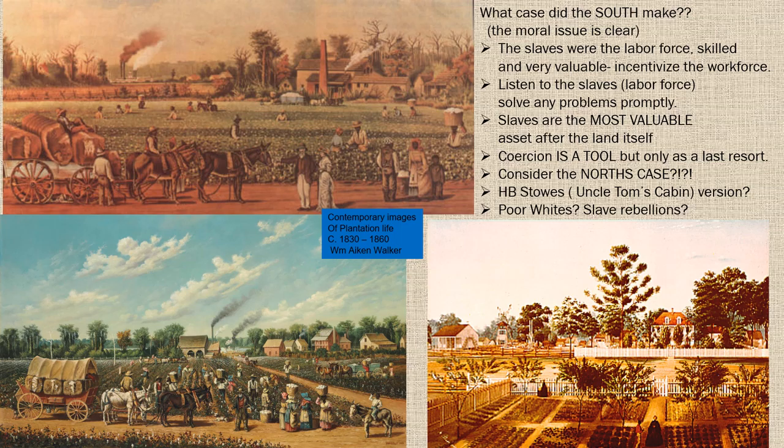So the population in the South is half of what it is in the North. The population is like 20 million in the North, and there's only like 9 million in the South. That's it in 1860. So the Southern population is a lot smaller, of which a lot of those are slaves.